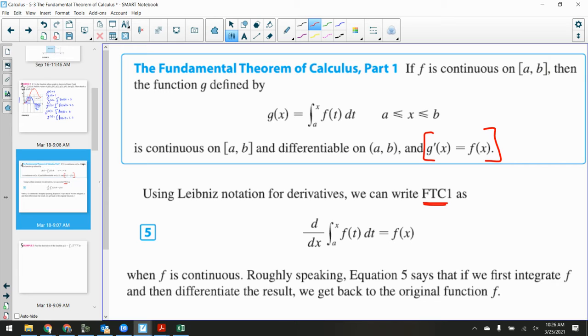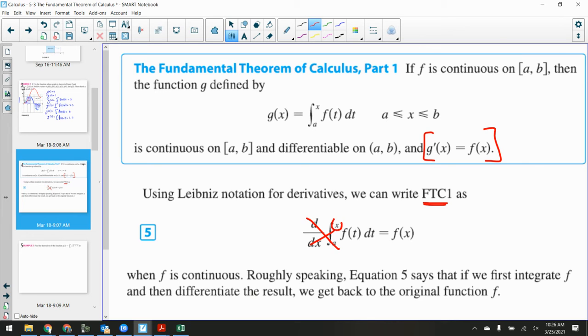So using Leibniz notation for the derivatives, we can write it as this. If you take the derivative of the integral, which in our mind should think, well, we're taking a derivative of an integral. But aren't those two things opposites? Isn't taking the derivative of an integral kind of like multiplying and dividing, kind of like adding and subtracting? They're inverses of one another, aren't they? So they're essentially going to cancel each other out.